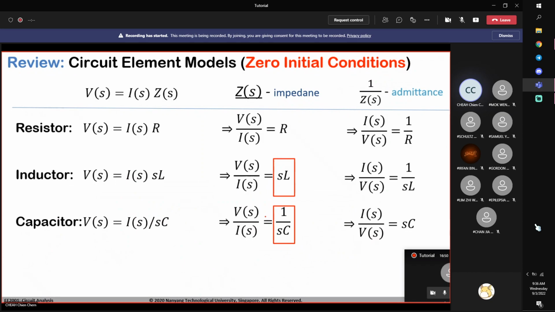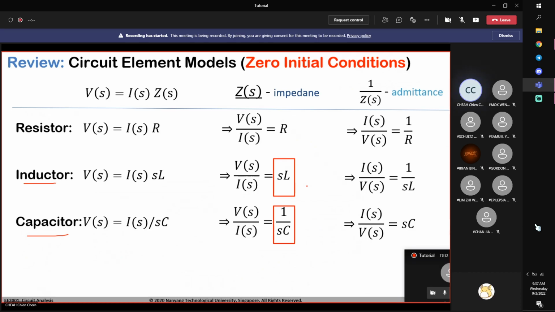In this case, remember that your circuit components become simple: an inductor becomes sL, and a capacitor becomes 1 over sC. If there are initial conditions, then the model will include some independent source which represents the initial condition.